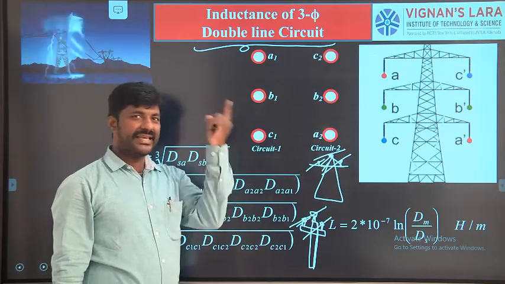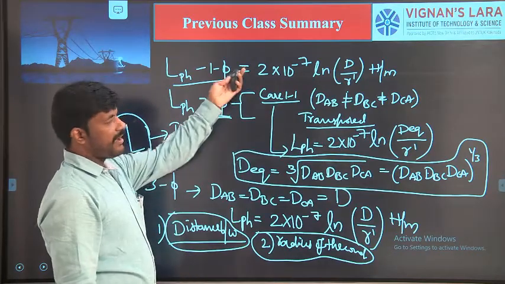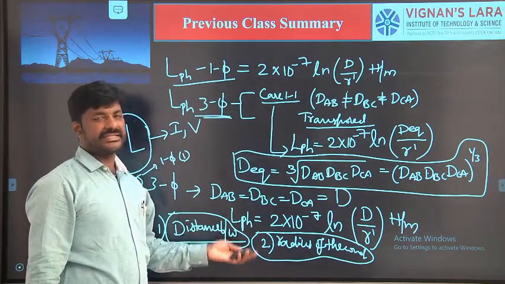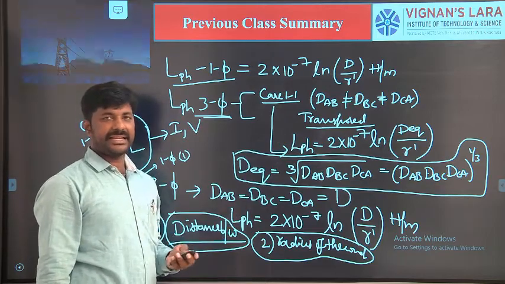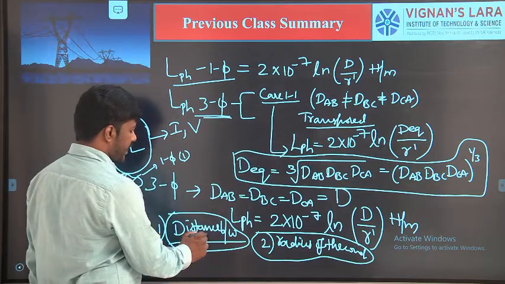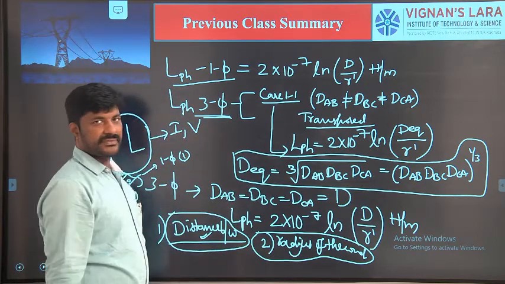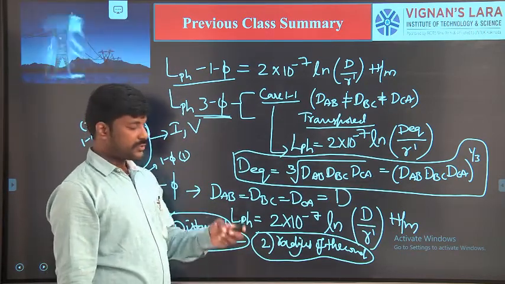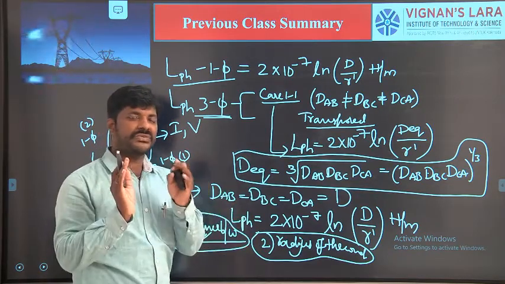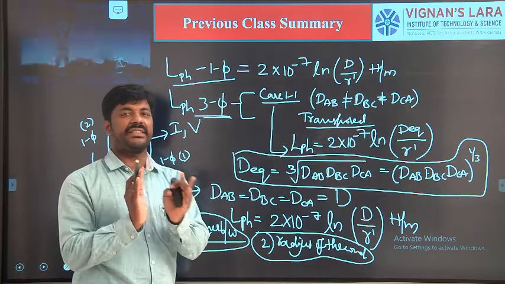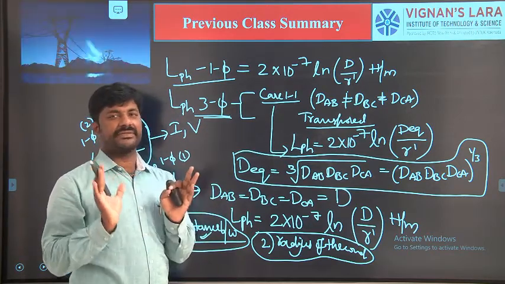Coming to the single line discussion of the previous class, all these are single line discussions. In this single line network discussion, it is clear that the inductance depends upon the spacing between the conductors and the radius of the conductors. That is why, here also in a double line circuit, I will give importance to calculating the spacing between the conductors and also the internal radii of the conductors.